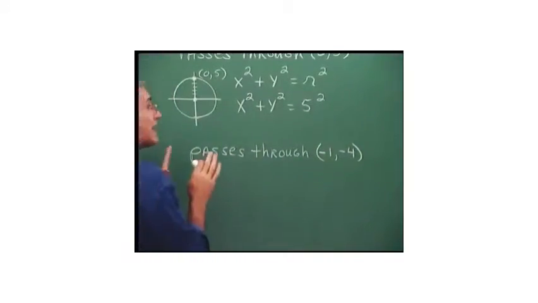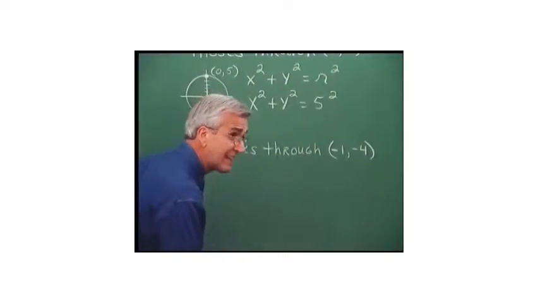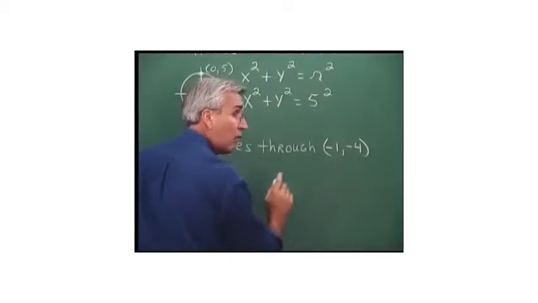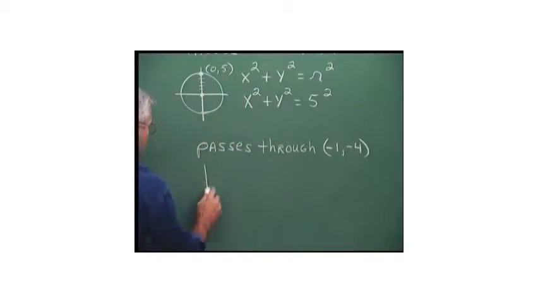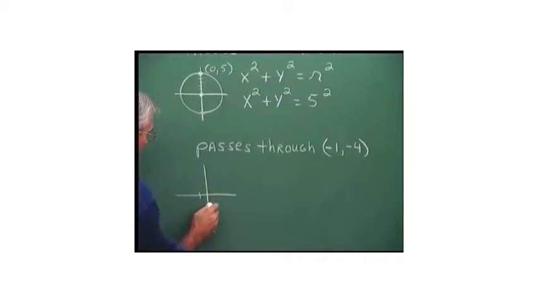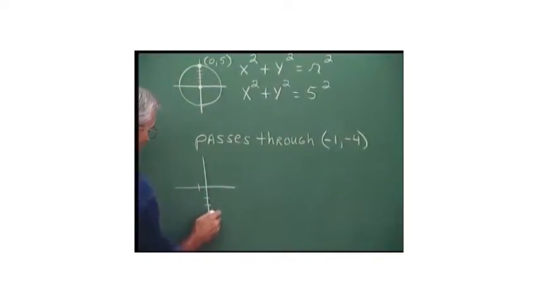Now, what if we want to write the equation of the circle whose center is at the origin and which passes through the point (-1, -4)? So let's see, (-1, -4). It goes through this point. So here's the center, and here's a point on the circle. So the circle then looks something like that.